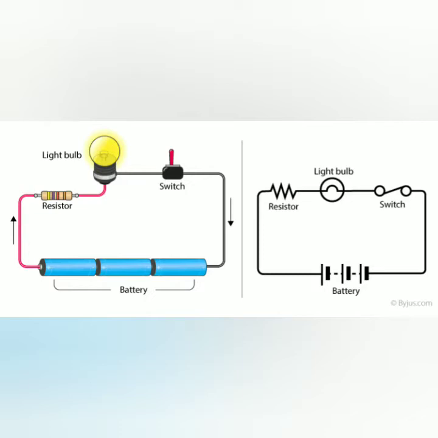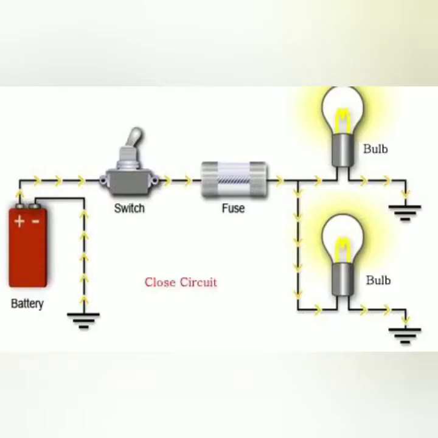These components are as follows: an electric cell or a battery, a load, say a bulb or any other appliance, a switch or a key to open or close a circuit, and sometimes we also consider a fuse. All these components are connected through wires, and these wires are generally made of copper.